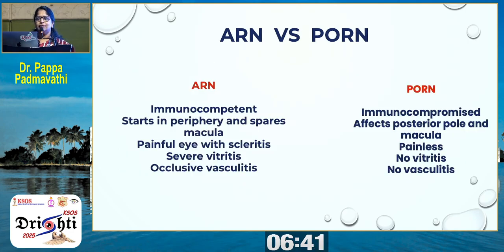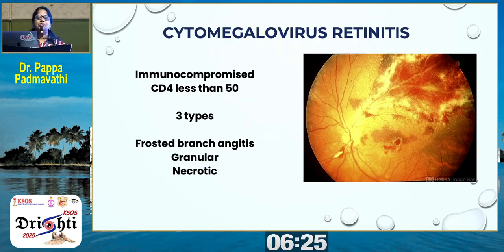So this is a table which shows that acute retinal necrosis is usually associated with anterior uveitis and scleritis. So patient may have pain also, and it causes occlusive vasculitis. The other one is no vasculitis. Next is the cytomegalovirus. It's usually seen in HIV patients if the CD4 count is less than 50. And nowadays the incidence is low because of the effective antiretroviral therapies.